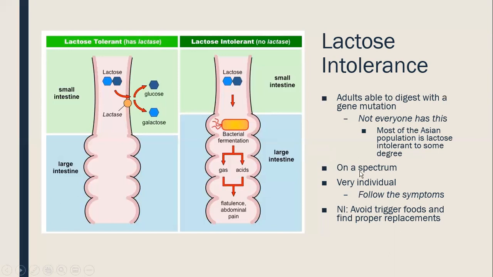It's very spectrum-based for lactose intolerance, and what I mean by that is you may have 2 people that are both lactose intolerant, but one may be extremely lactose intolerant, where another can tolerate 1, 2, 3 servings a day of lactose, but can't tolerate any more than a certain point. And what's easy and important is to just follow the symptoms and avoid any trigger foods that are problematic, and find a replacement if you do have that issue come up.